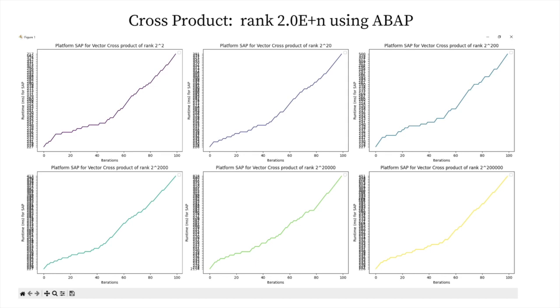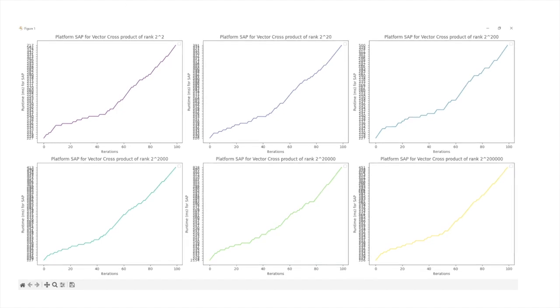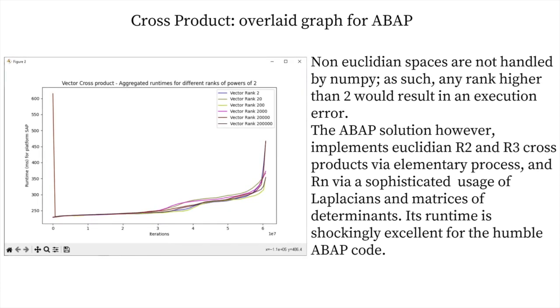As strange as it sounds, numpy, a scientific library, does not provide support for cross-product over non-Euclidean spaces. Granted, this is a very complicated algorithm, and implementing it in ABAP using recursive calls was nothing but a state of art. Let's pause and focus on the last graph, which is the Rn space cross-product.